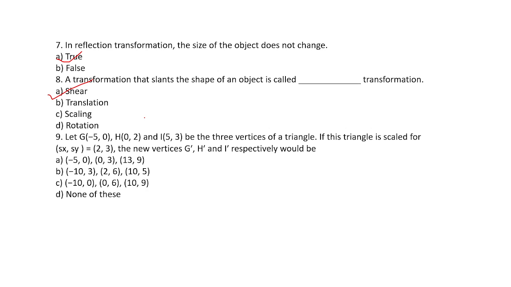Then next is one small numerical. Let G (-5, 0), H (0, 2) and I (5, 3) be the three vertices of a triangle. If this triangle is scaled by sx and sy, the new vertices G, H and I respectively would be. We have seen a similar kind of example in previous slides. So can you please solve this and tell me the right option for that?